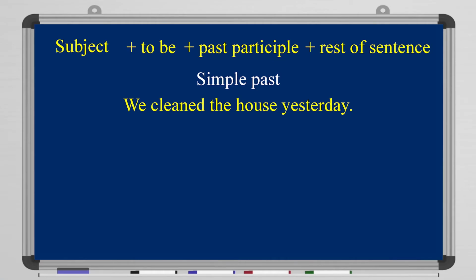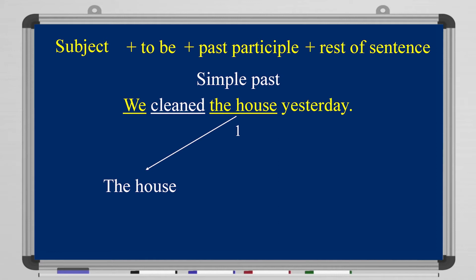So it's a simple past sentence. We cleaned the house yesterday. What do we do? You tell me. I want you to tell me. Very good. Identify the subject, the verb, the object. The subject is we. Cleaned is the verb. And the house is the object. Then what do I do? Do I start with the subject? No. Very good. I start with the object, which is the house.